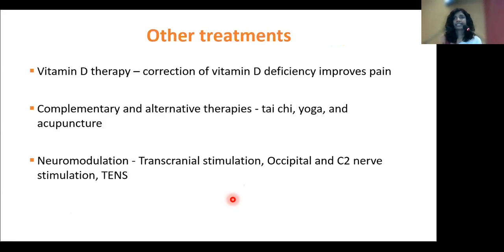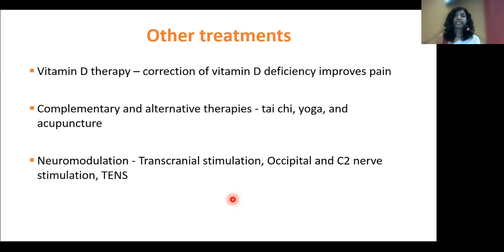Other things, so vitamin D treatment, if a patient's already vitamin D deficient, treating them will improve pain. But there is no evidence to say if they are not deficient, vitamin D treatment actually improves pain. So if they're found to be deficient, yes, by all means, treat them. That will improve their pain.